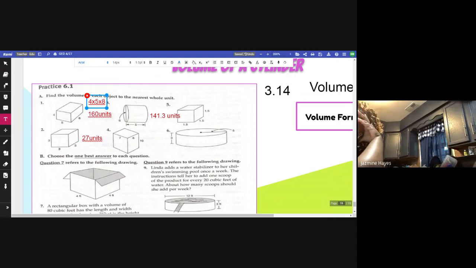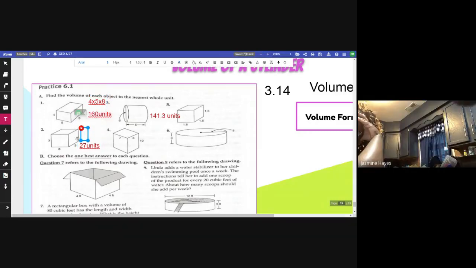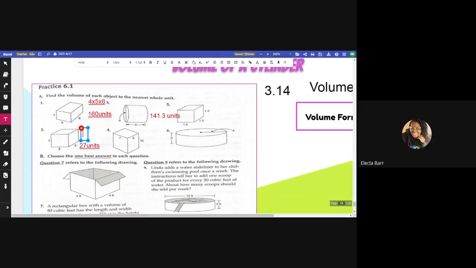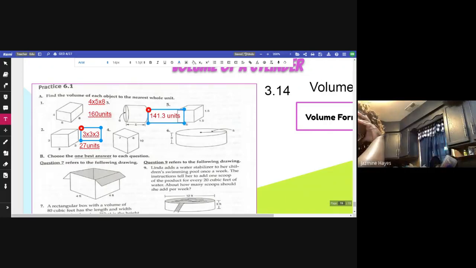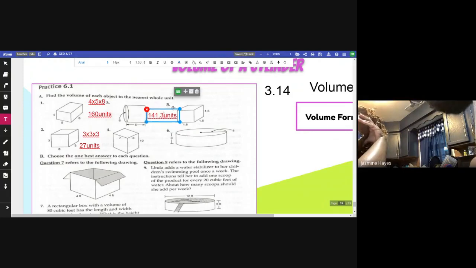Definitely taking too long to be finished. And then for number 2, same thing again. All the values are 3. So it would be 3 times 3 times 3. Yeah, you were doing the length times the width times the height. Okay. Y'all got it? Y'all good? Yeah, I think I know what I did wrong.